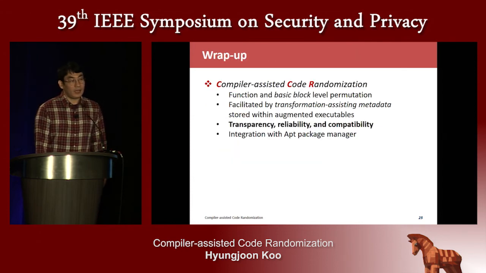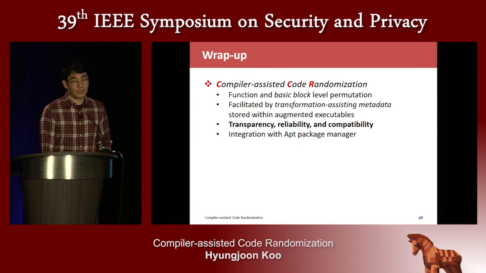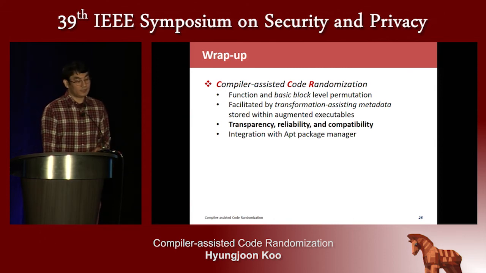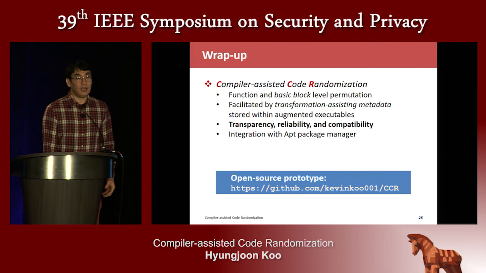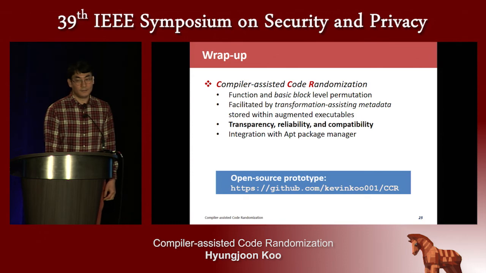To wrap up, I have presented compiler-assisted code randomization at both the function and basic block level. We have facilitated our prototype with transformation-assisting metadata stored within augmented executables in a transparent, reliable, and compatible way. We have also successfully integrated our prototype with the popular package manager APT in Linux. We are open sourcing our prototype at this link. The code is now available if you are interested.